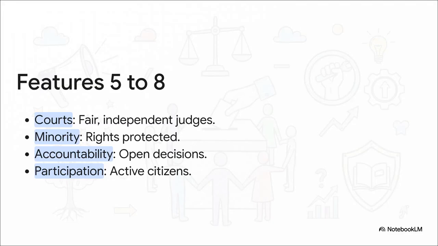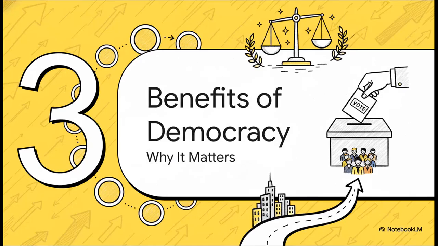All right, here are the last 4 features. Number 5 is independent courts. Judges need to be able to hand down fair judgments totally free from any government pressure. Number 6 is minority protection. Now, obviously, the majority wins the election, but the rights of the side that lost, those still have to be totally protected. Number 7 is leader accountability. Basically, leaders can't just do whatever they want. They have to explain their decisions to the public. And finally, number 8, public participation. A real democracy only works if we, the citizens, actually get involved by voting, debating, or hey, even running for office ourselves.